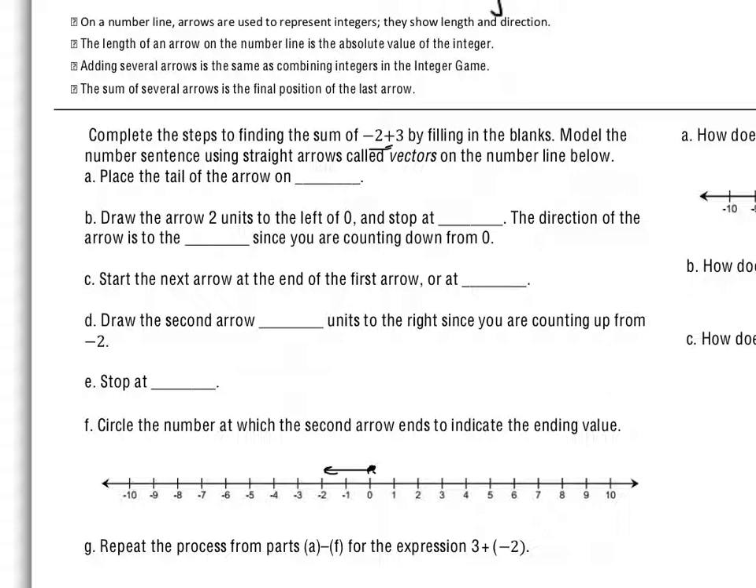So I'm going to start the next arrow for my plus 3 right where I left off, here at negative 2. And because it's a positive 3, I'm going to be moving to the right 3 units. 1, 2, 3. And that stops me at 1. And so I'm going to go ahead and circle the value that I ended up at. So this is my plus 3. This is my negative 2.